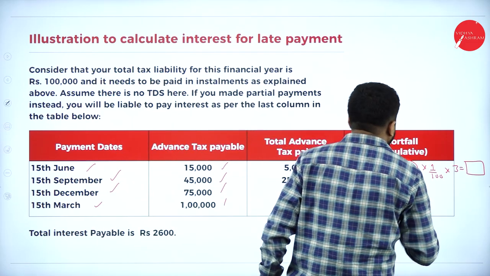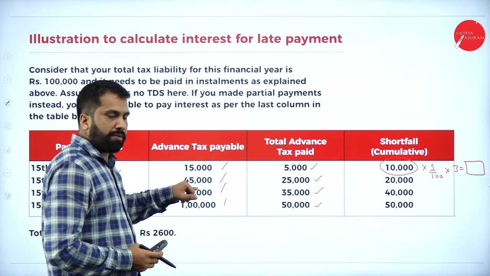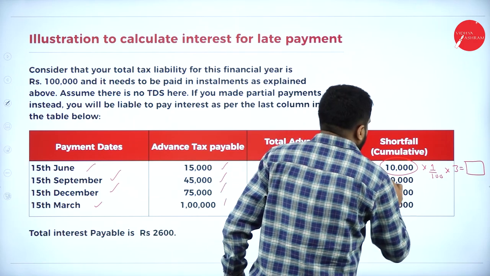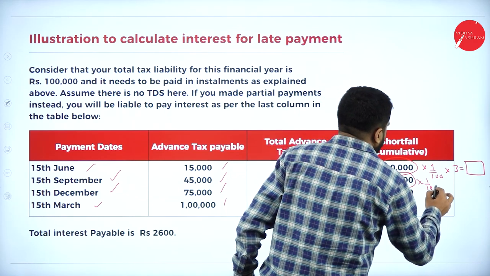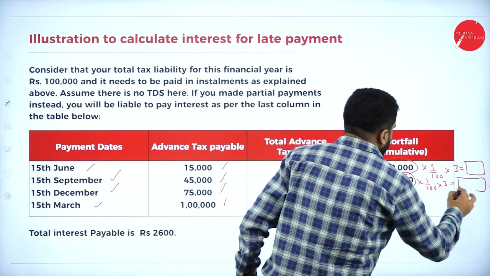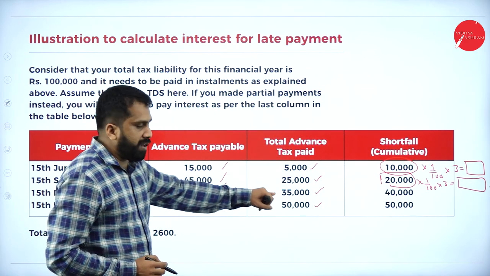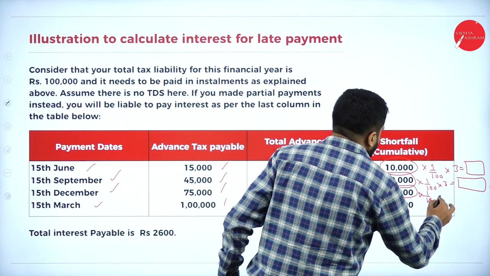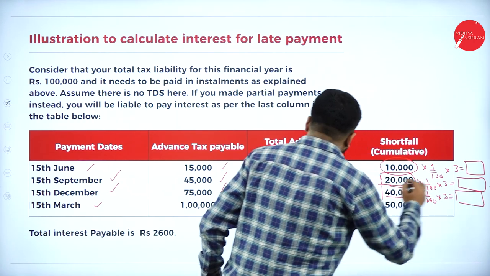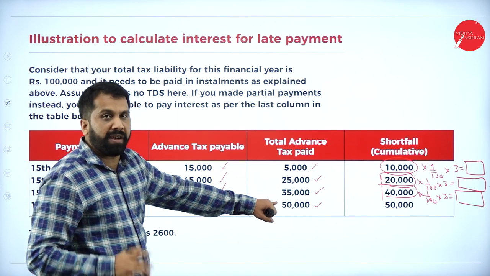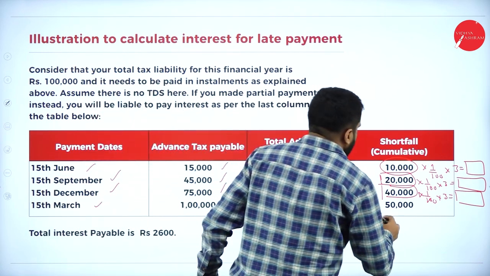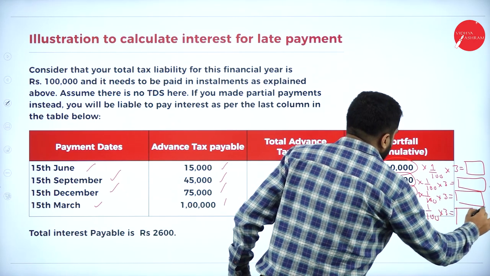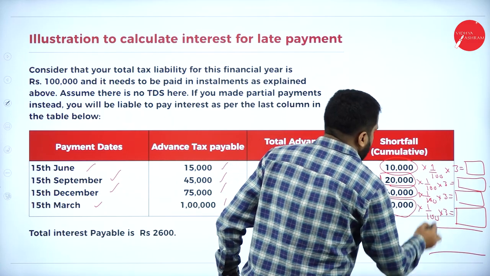Similarly, 45,000 you are supposed to pay. You paid how much? 25. What is the shortage? 20. 20,000 into 1% into 3 months. Out of 75, you paid only 35. Still 40 is pending. 40,000 into 1% into 3 months. 1 lakh, but how much did you pay? 50. What is the balance? 50. 50,000 into 1% into 3 months. Now calculate what is your answer.